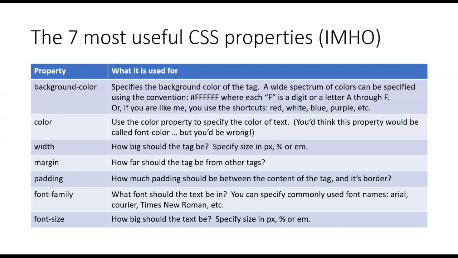So now we're on to the 7 most useful properties, in my humble opinion. I feel like if you can change the background color of a tag, the color of a piece of text, the width, margin, and padding of a tag, and you can specify the font family and font size of text, you can use those skills to grow in any direction you need to grow in. So I'm going to pause the recording here and jump over to a demo, and we're going to try these 7 properties out, and then we'll come back to some review questions, and that'll be the end of this chapter. All right, so I'm going to pause the recording here and get ready to work in Visual Studio Code.